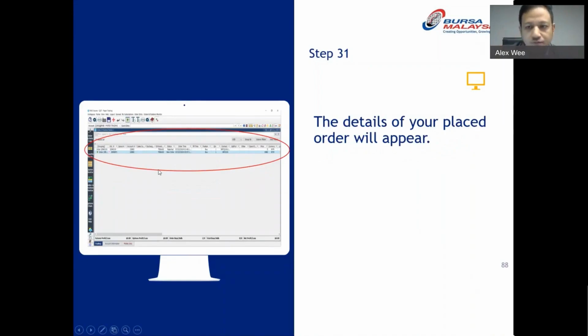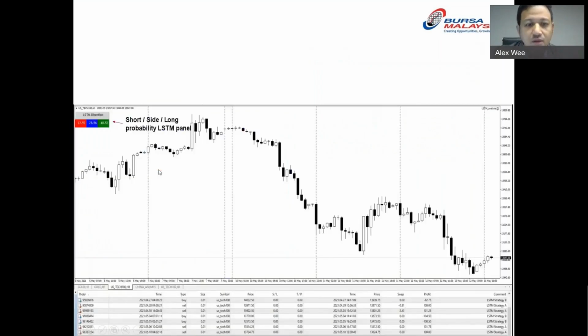An example: the left hand side is actually the short side, sell. What is the chance of it going down? The middle one is the chance of going sideways. The right hand side one, the green color, is the chance of it going up. So in this case for the Nasdaq, there's a high chance that it will go up. This is one of the machine learning models. You can see here that there's an LSTM strategy. Here it shows that it should be going up.